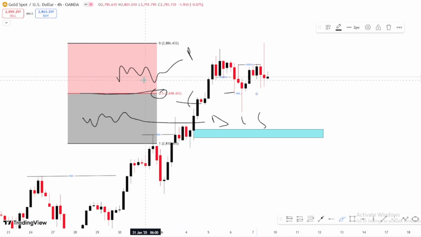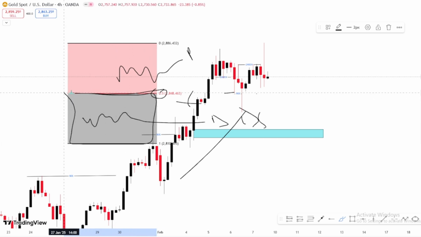So if a market is in an uptrend, we want to buy when price is inside the discount zone. That is what I said. Anytime there's a discount on a product, there are more buyers.